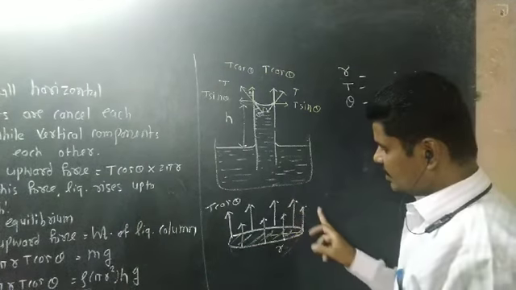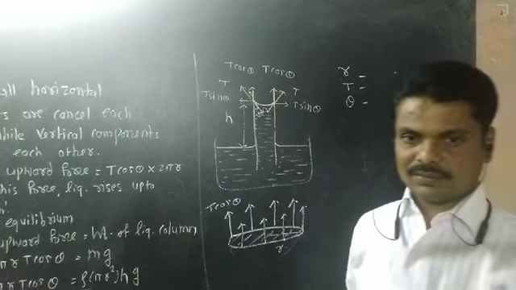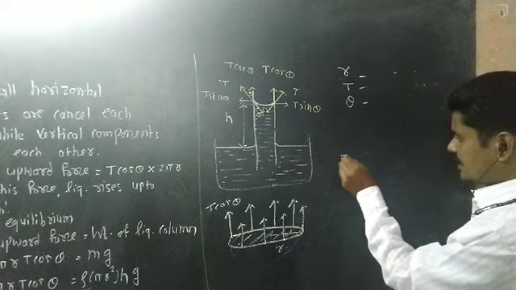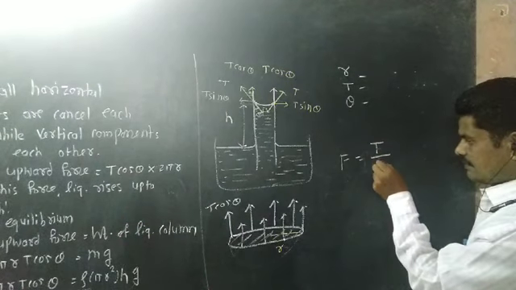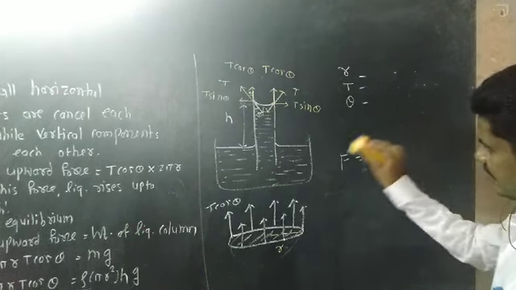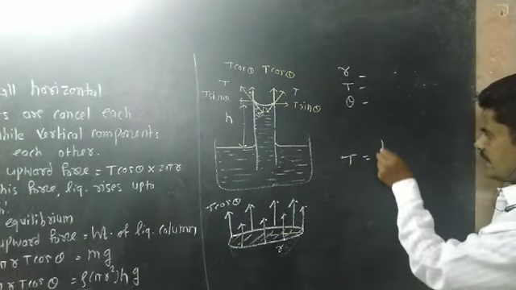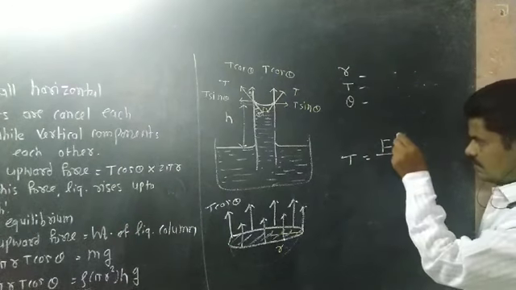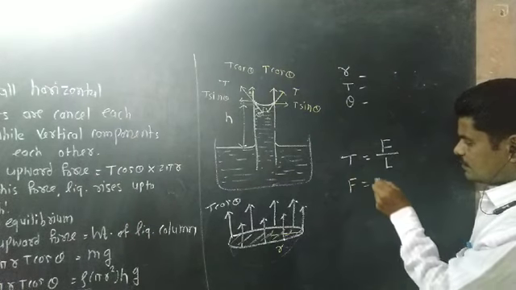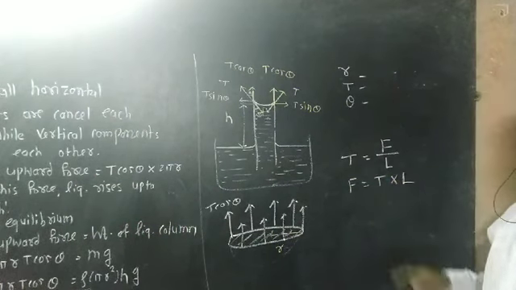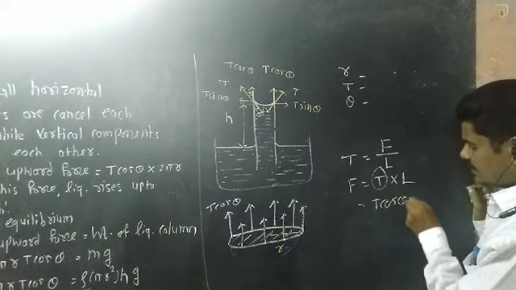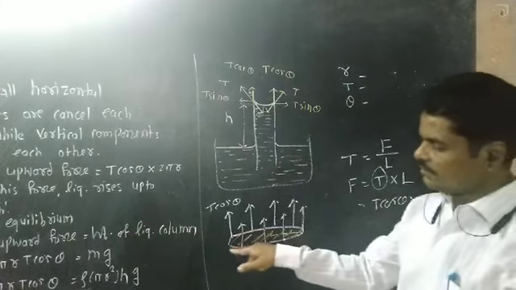Now all these T cos theta produce a total upward force, and the total upward force is, you know that surface tension is force per unit length. Surface tension force is equal to force due to surface tension per unit length, and therefore force is equal to surface tension into length. So here I will take this T as T cos theta, and L is the length of this meniscus.